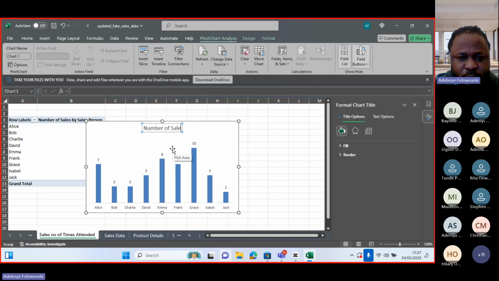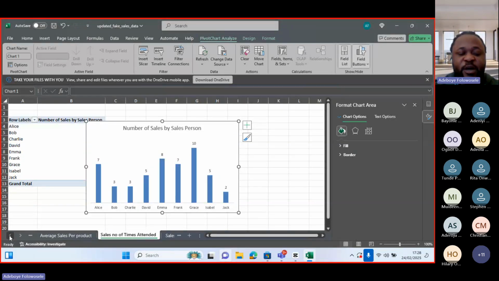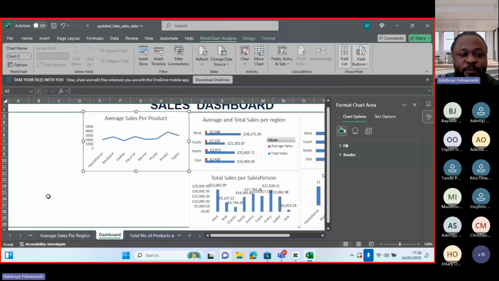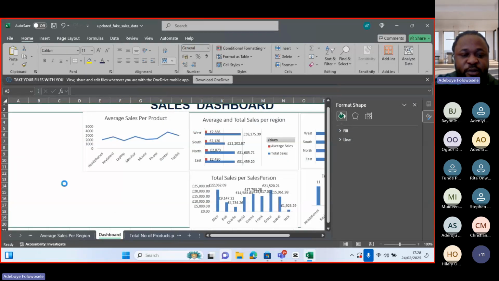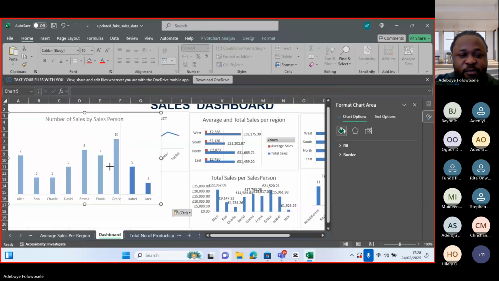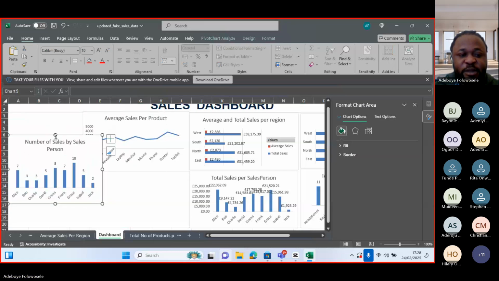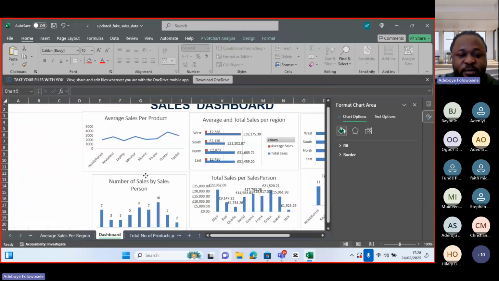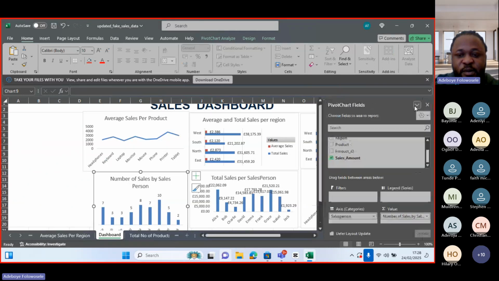sales by salesperson. So you can see that data analysis is all about informing your stakeholders about the information about the company, because they want to know. That is what data analysis is all about. They want to know about the data analysis of the company.